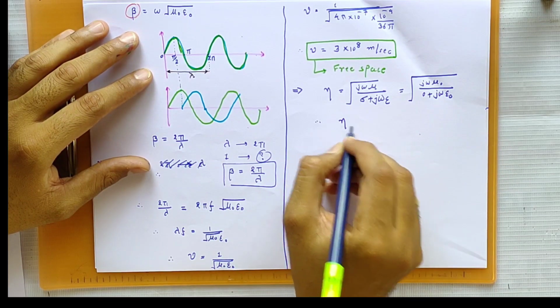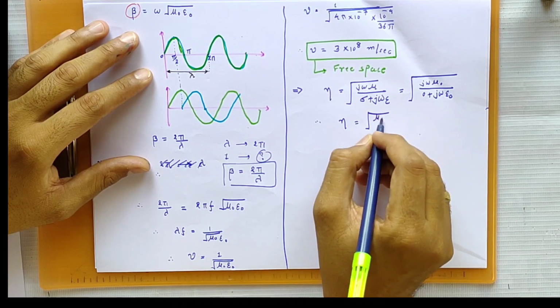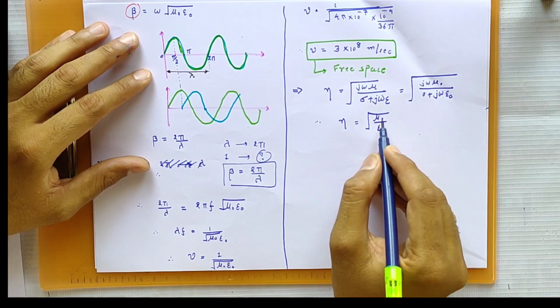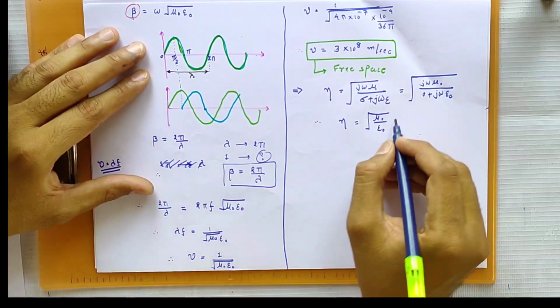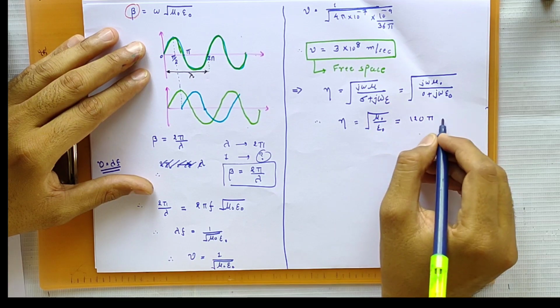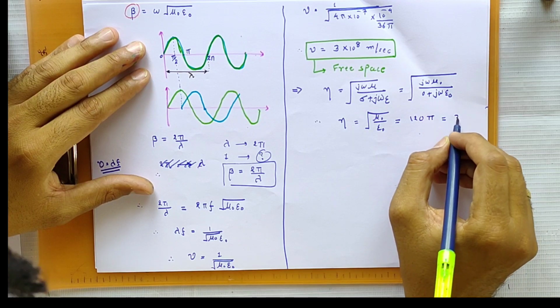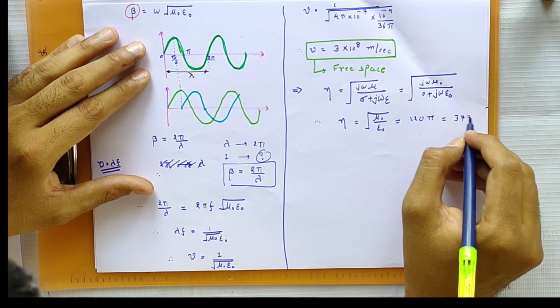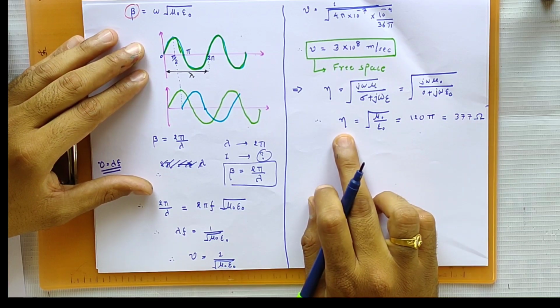So eta, intrinsic impedance eta, is the square root of mu 0 by epsilon 0; j omega cancels out. Put here 4 pi times 10 raised to minus 7 and 10 raised to minus 9 by 36 pi. So the answer is 120 pi, or if you put pi equal to 3.14, it is 377 ohm. Why this ohm? Because that is the unit of intrinsic impedance.